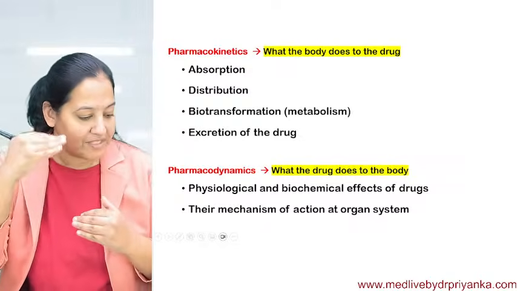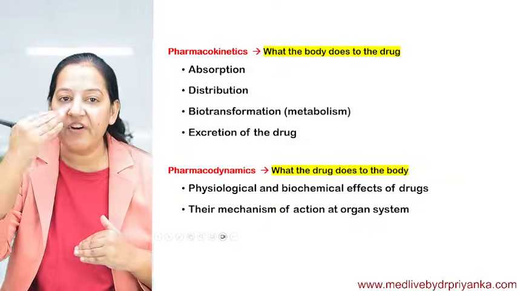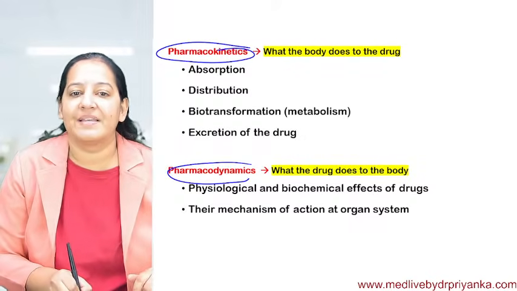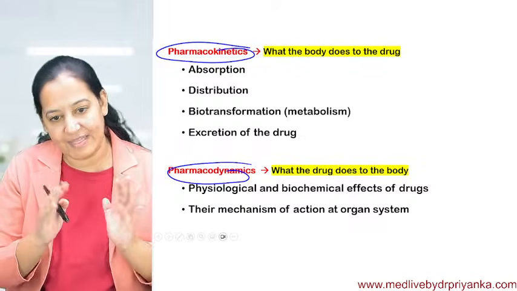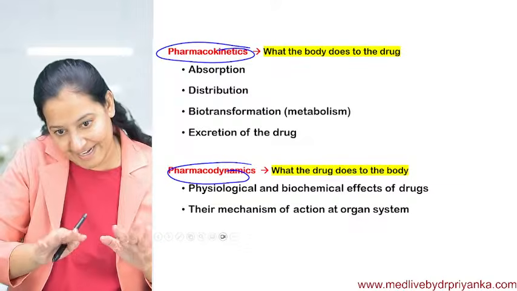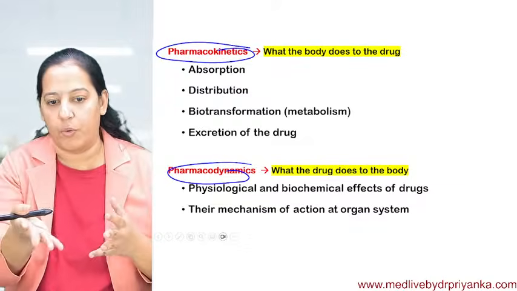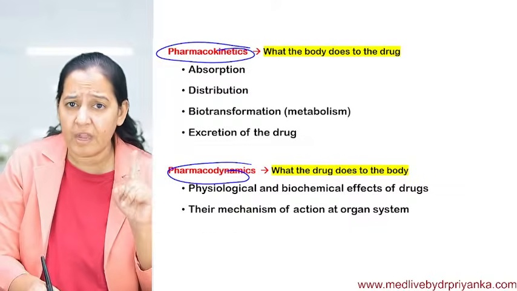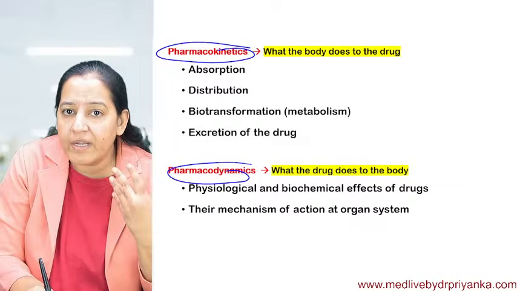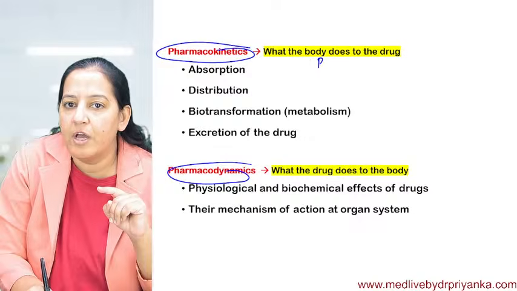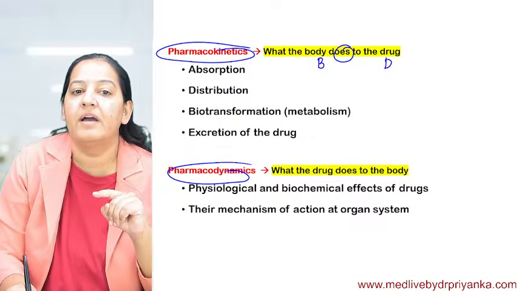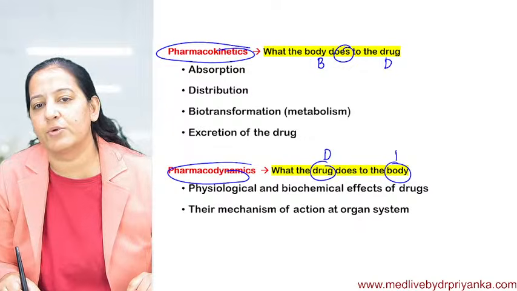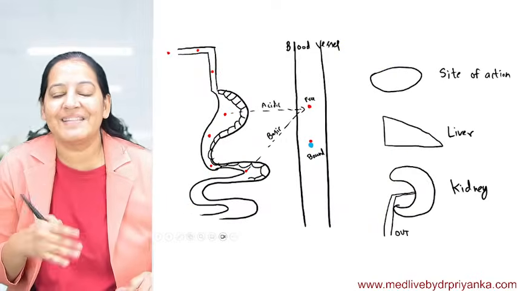Now first understand the basic difference between them: what is pharmacokinetics, that is PK, and what is pharmacodynamics, that is PD. First understand their basic difference, then we will start pharmacokinetics in detail today. Pharmacodynamics will be taken tomorrow, but today we will deal with pharmacokinetics. The basic difference: pharmacokinetics is what the body does to the drug, and pharmacodynamics means what the drug does to the body. Let me explain in simple language.